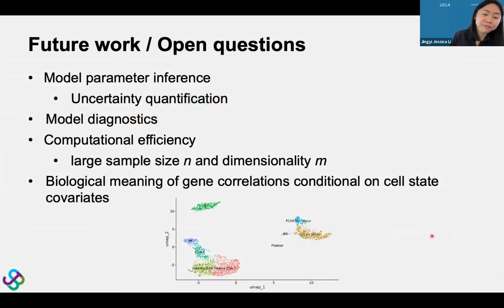So for future work and several open questions, I think so far all our results haven't actually used uncertainty quantification yet. Even though we can theoretically do that, we haven't used it. We are just using the point estimates.